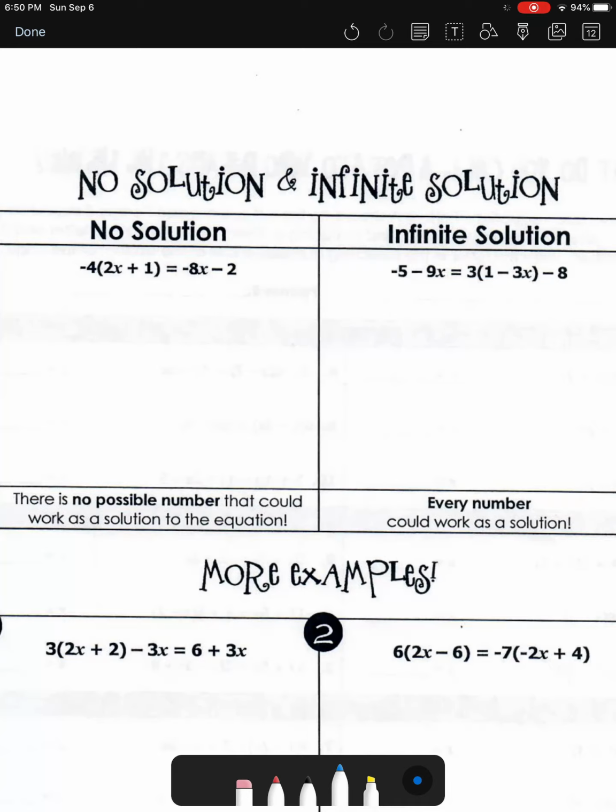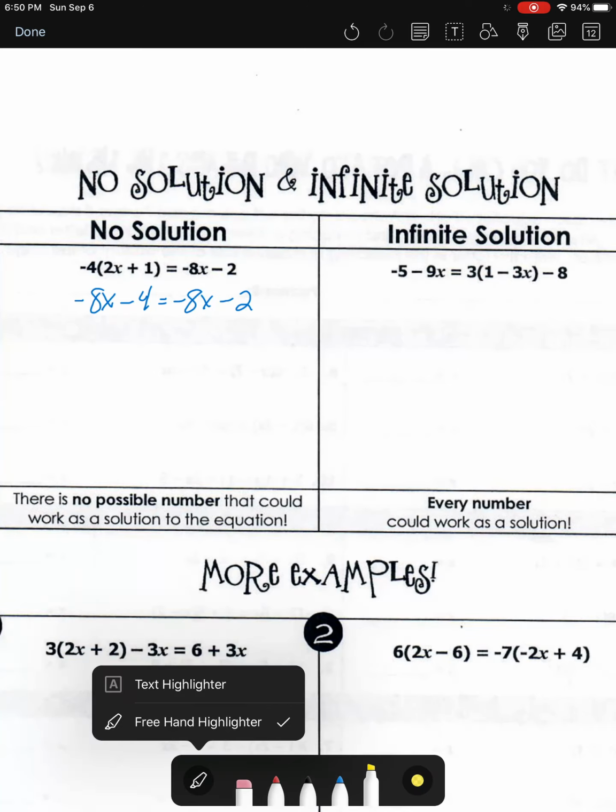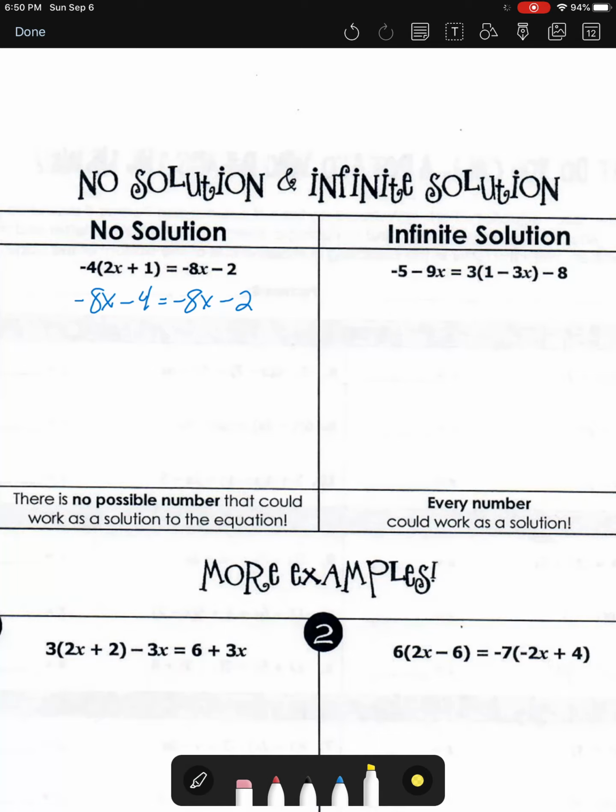But there's two other possibilities that we need to come across here, okay? If I went to solve this, I would end up with a negative 8x minus 4 is equal to a negative 8x minus 2. And really the telltale sign is we're staring at it right now. I've got a negative 8x. Why didn't that work? Yeah, freehand highlighter. Sorry, I'm learning the program. There it is. A negative 8x and a negative 8x.